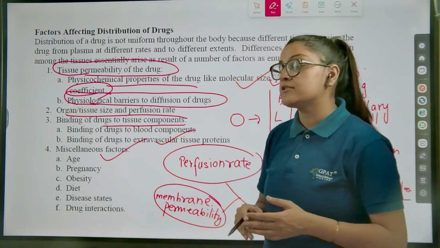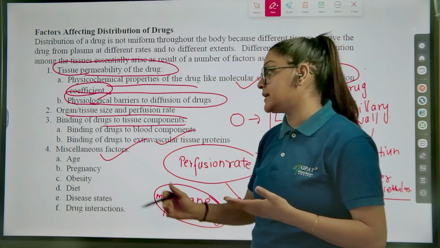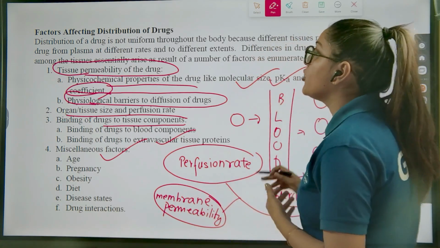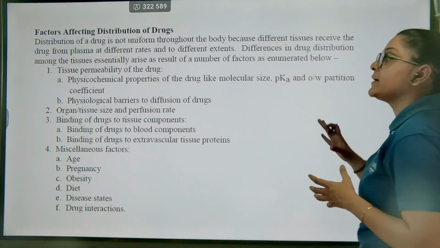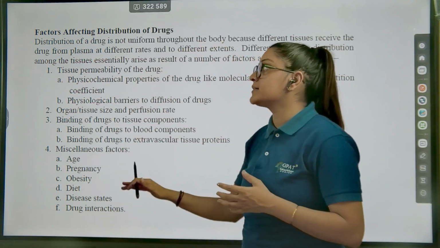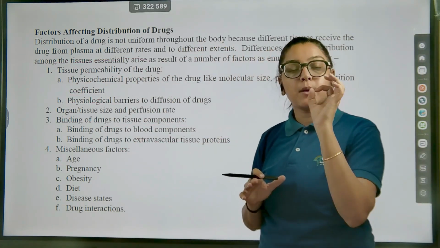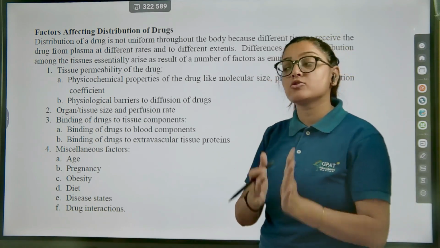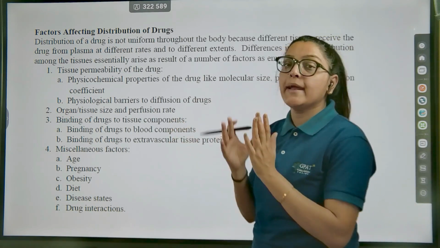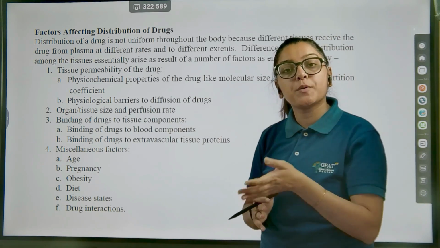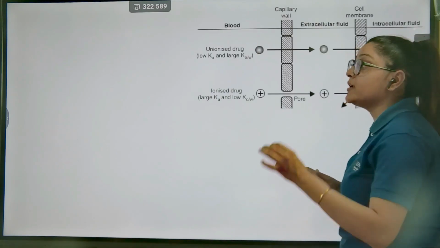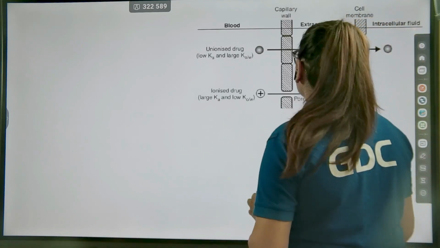Then we have miscellaneous factors. We have age, pregnancy, obesity, any disease condition, dietary state, and any drug interactions that are going to follow. So majorly the whole point is, if these factors are affecting the drug molecule, number one thing has to be a particular nature, size, range, so that it is actually going to enter the other organ. That means the tissue permeability and to what extent it binds to the protein is very important. Only then it will be able to cross the barriers.